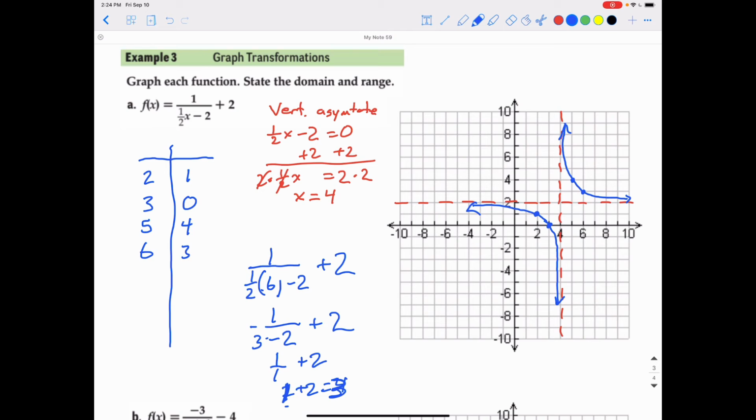And then it asks you to state the domain and the range. So the domain and the range, again, is going to be based upon where those asymptotes are located. So the domain is going to be every point except for x cannot equal 4, because that's where the vertical asymptote is. And the range is going to be y cannot equal 2, because that's where the horizontal asymptote is, and the horizontal asymptote is located there because of the shift of 2 units up.